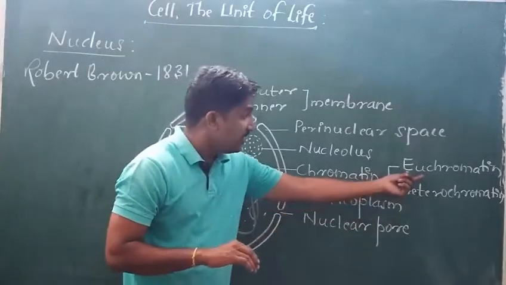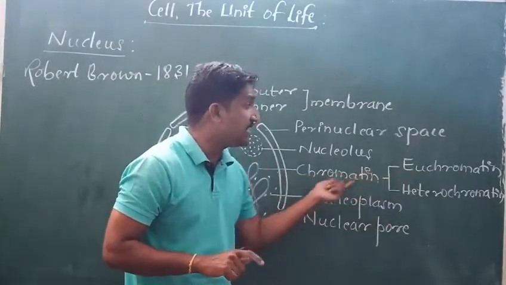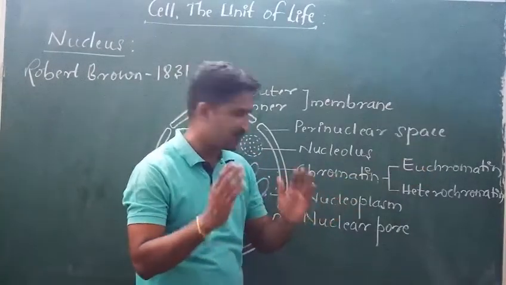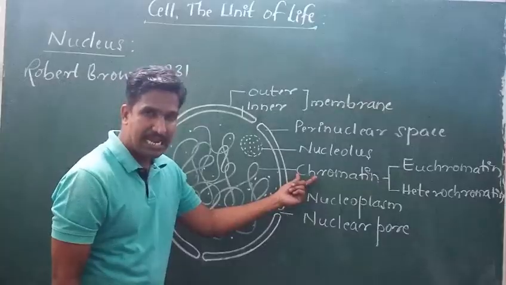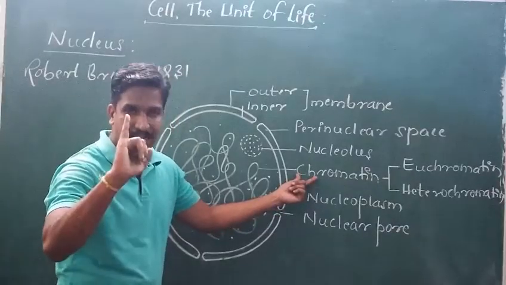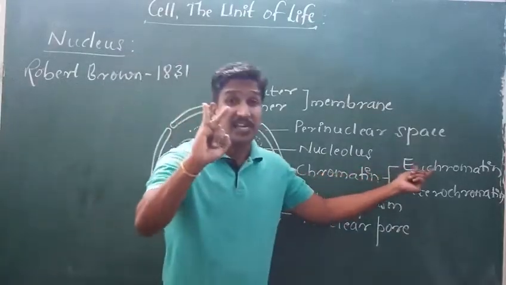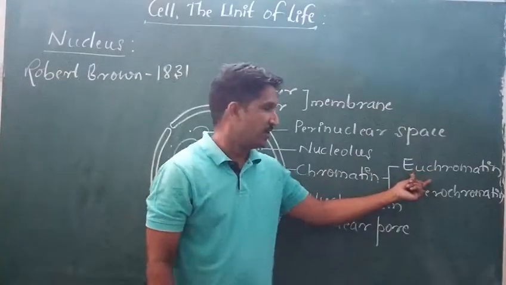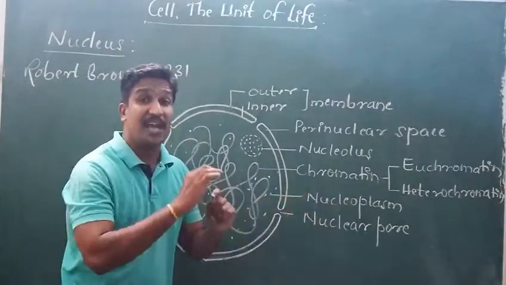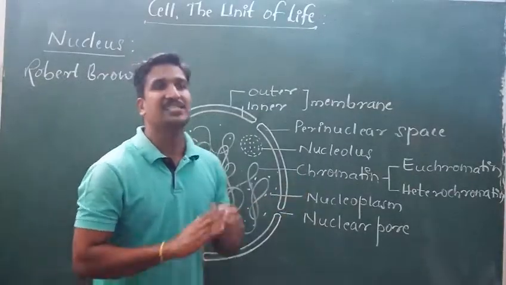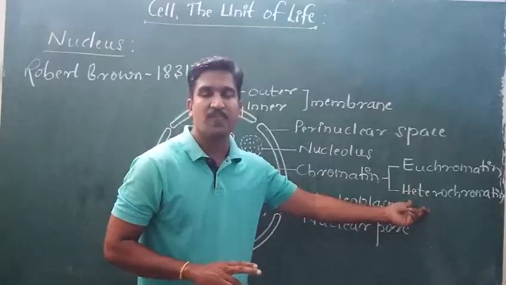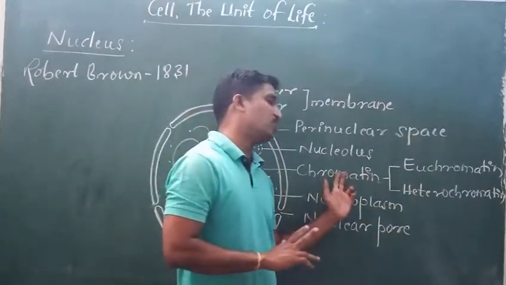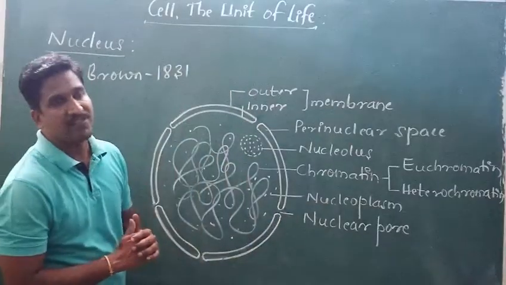So transcriptionally active chromatin is called euchromatin. So once again I am telling you that chromatin which is lightly stained and which is transcriptionally active is called euchromatin. Whereas chromatin which is darkly stained and transcriptionally inactive is called heterochromatin. That is about chromatin network.